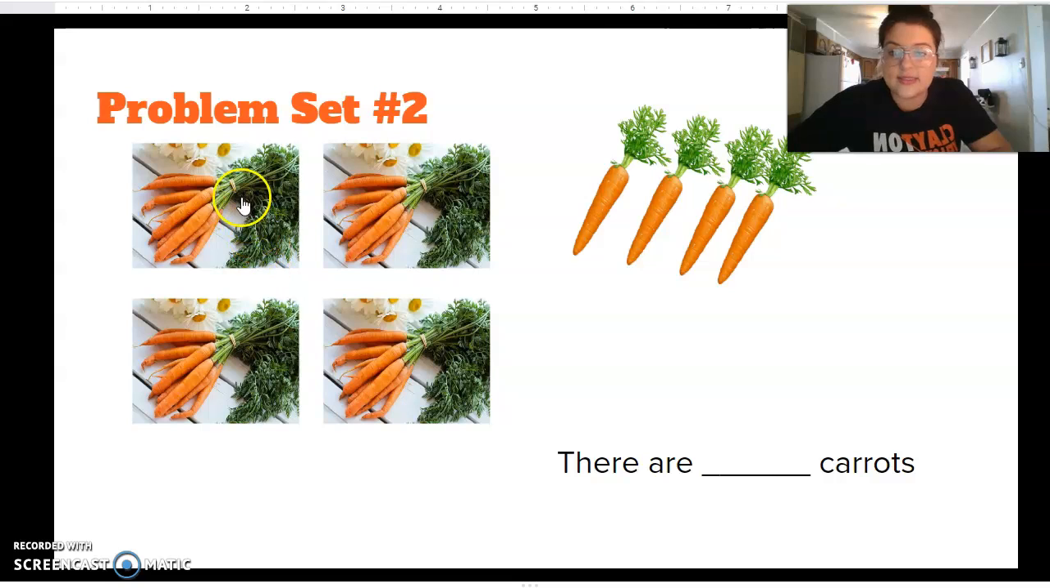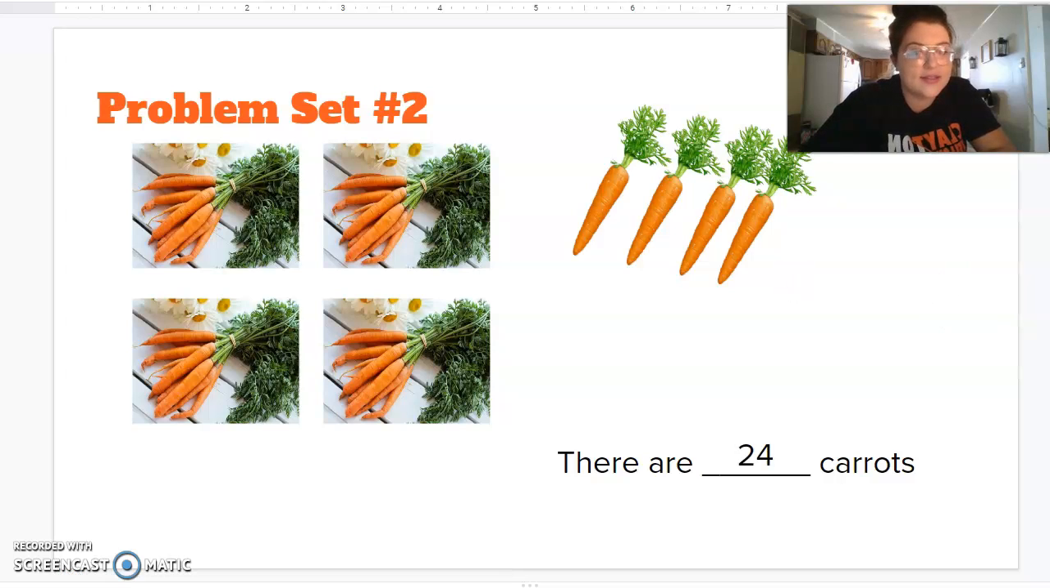So the problem set, each group of these is 5. So if we know this is 5, 5, 5, 5, well, the easiest way is to just know these two make 10. These two make 10 because 5 plus 5 is 10 and 5 plus 5 is 10. So we know if this is 10 and this is 10, we have 10, 20. And we count by ones. 21, 22, 23, 24. How many carrots are there? 24 carrots.